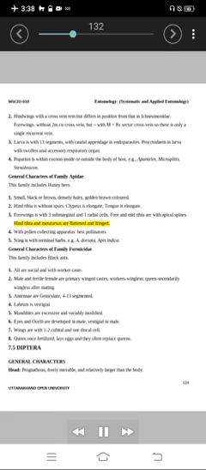4. With pollen-collecting apparatus, best pollinators. 5. Sting is with terminal barbs. E.g., Apis dorsata, Apis indica.